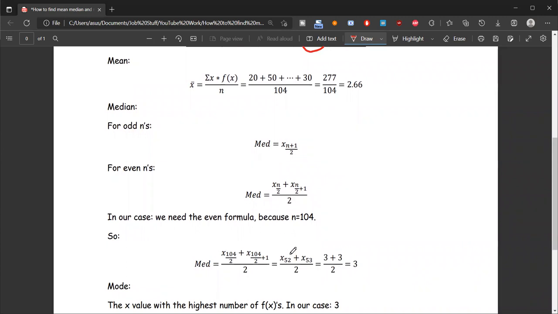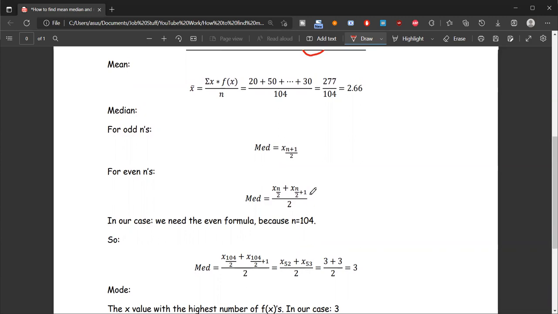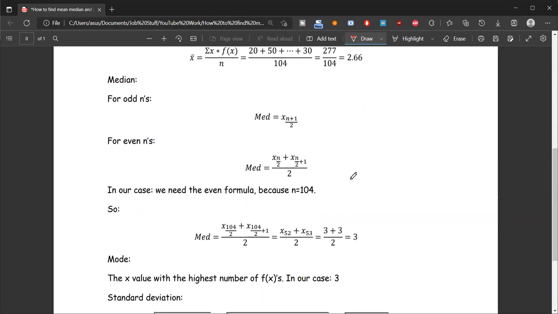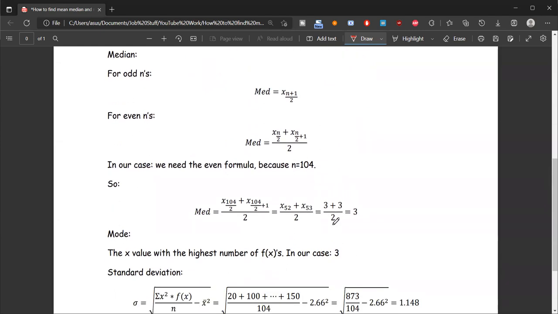So we're looking for the person in the 52nd position, and the one afterwards, which is the 53rd position. If we scroll up to the table, we see that 52 and 53 would be here, because both of them are greater than 45 and less than 80. So in total, we have 3 plus 3 over 2, which is 3, right?